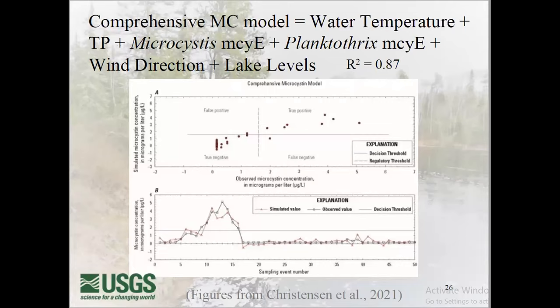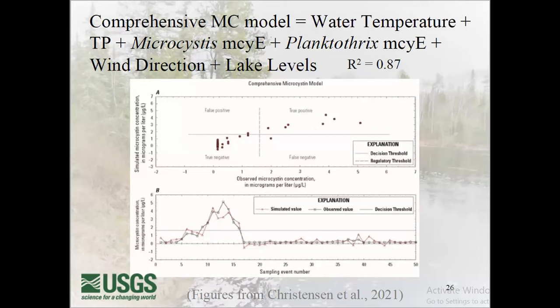Now, here is the comprehensive microcystin only model. This model found that water temperature and total phosphorus were significant, as well as the Microcystis specific mcyE gene. So remember, that is the gene that shows that it's capable of producing the toxin. The simulated values compared to the observed values.